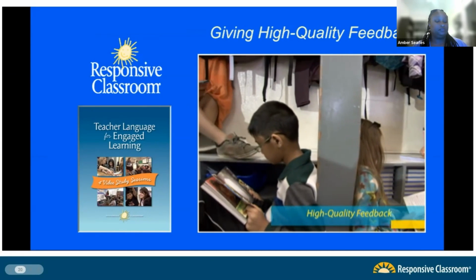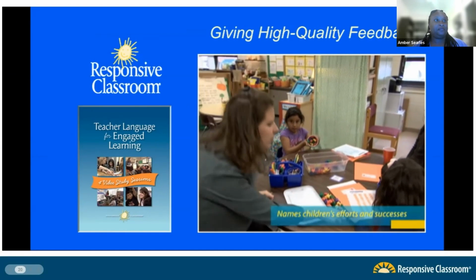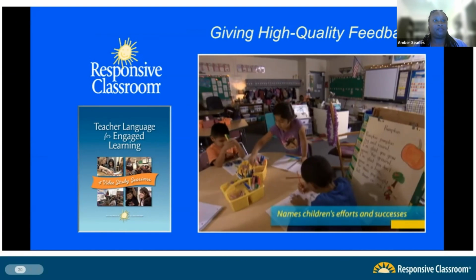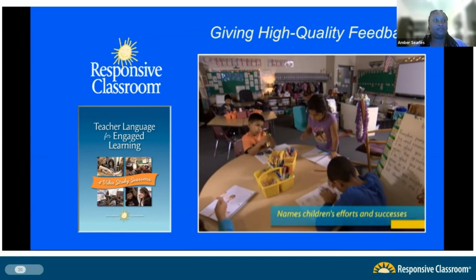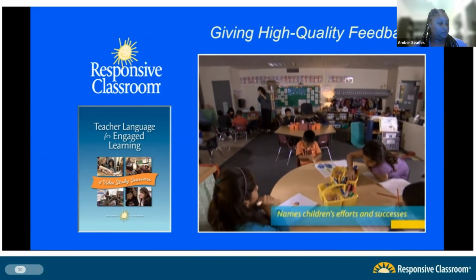Through careful observations of children's efforts, teachers can help children identify strategies and skills that they're using to push their learning into new territory or take on challenging tasks. Kirsten Howard uses feedback to support a child's thinking about a math task.